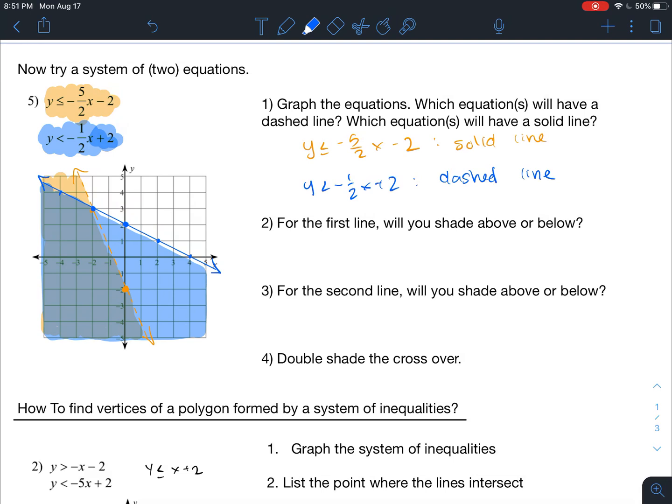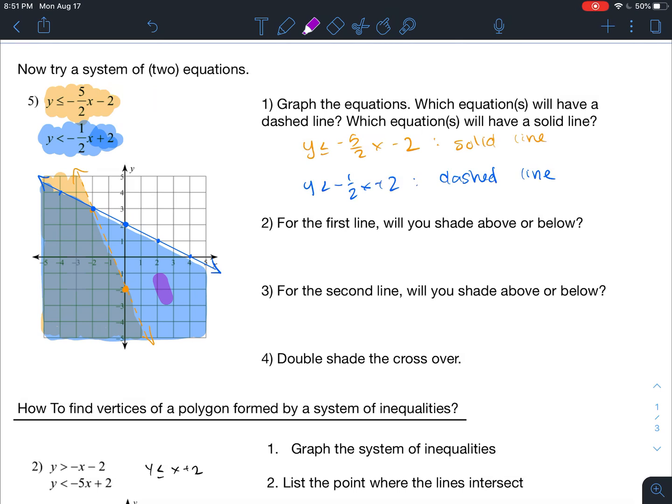Now, what we want to realize is which regions are included, because you can see that we have 3 different regions. We have this one, which is only covered by the blue line, this one, which is covered by both, and this one, which is only covered by the orange line. So if we were to plug a point in from this region, it will only work for the blue line. It wouldn't work for this line.